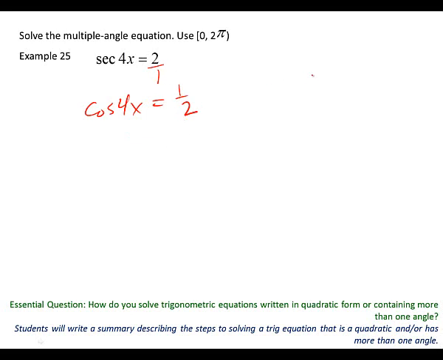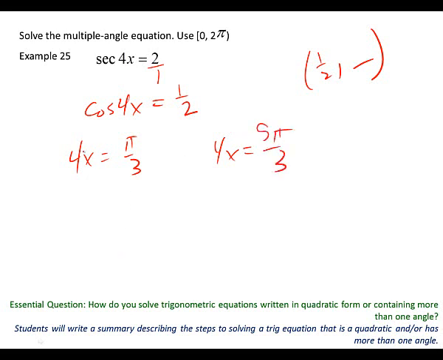All right, so I need to know where the x value is equal to 1/2. So what radian measures does that happen at? Pi over 3, where else? Good. How do I move the 4? Divide or multiply by 1/4. We've got x equals pi over 12 and x equals 5 pi over 12.